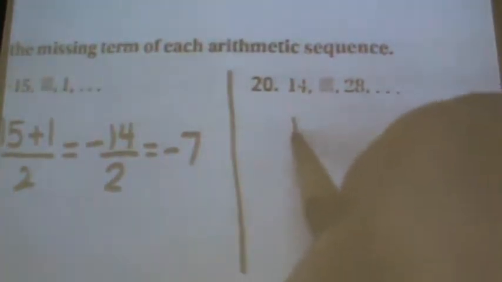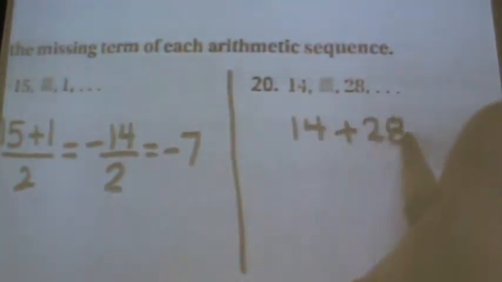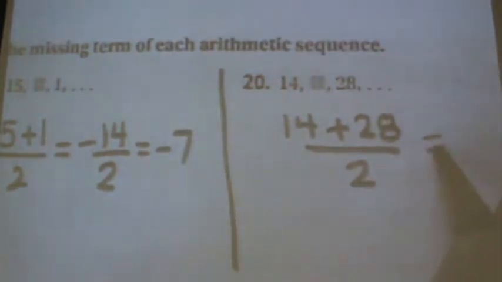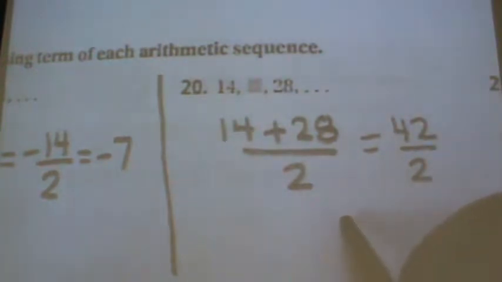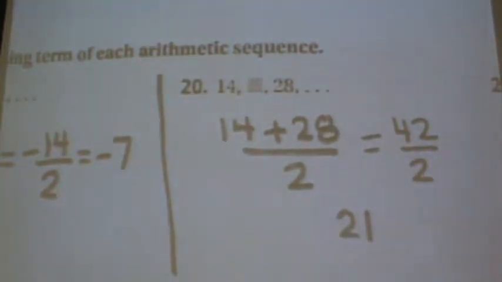I want the average of these. So 14 plus 28, which is what? 42. 42 divided by 2 is? 21, right? Yeah. Okay. Next one. 5 plus 21, what's 5 and 21? 26. And what's that? 13.